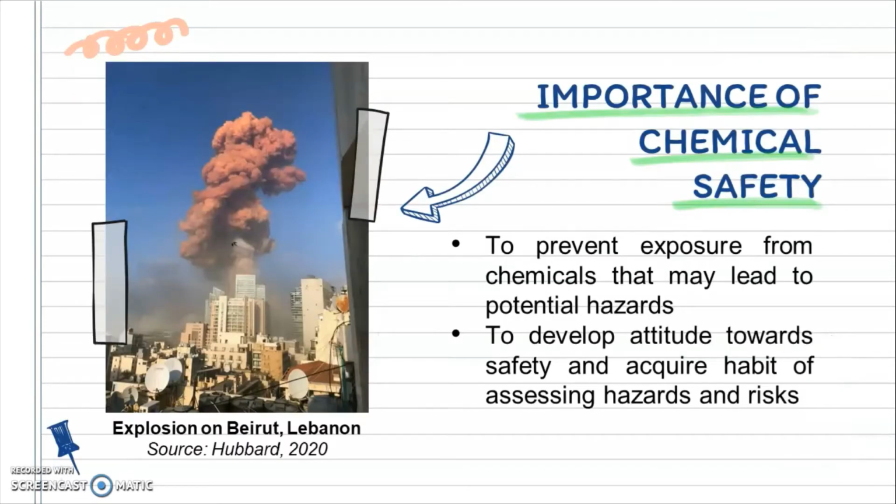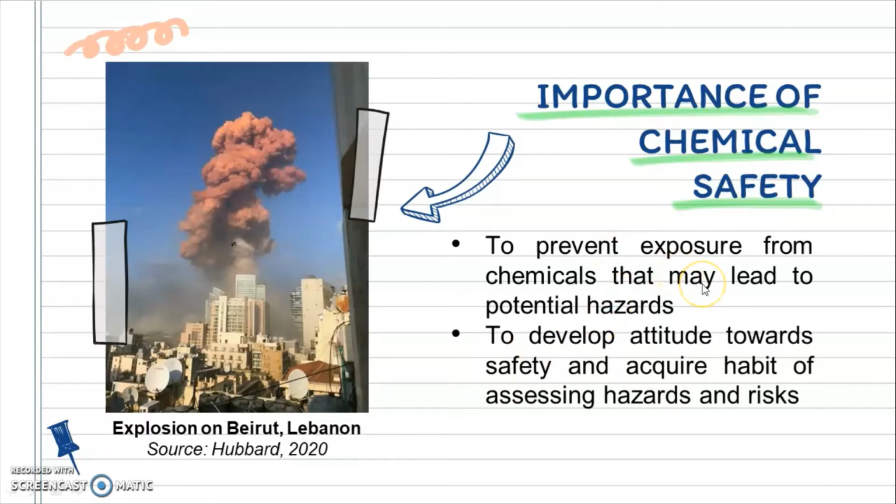Why do we need to study chemical safety? Ano ba yung importance niya? Recently, we heard from the news about the explosion on Beirut, Lebanon. According to the investigations, the explosion was caused by the intense rapid burning of ammonium nitrate na hindi na-store properly. And this is one major reason to study chemical safety, which is para makaiwas tayo sa mga accidents na pwedeng idulot ng mga chemicals na ginagamit natin.